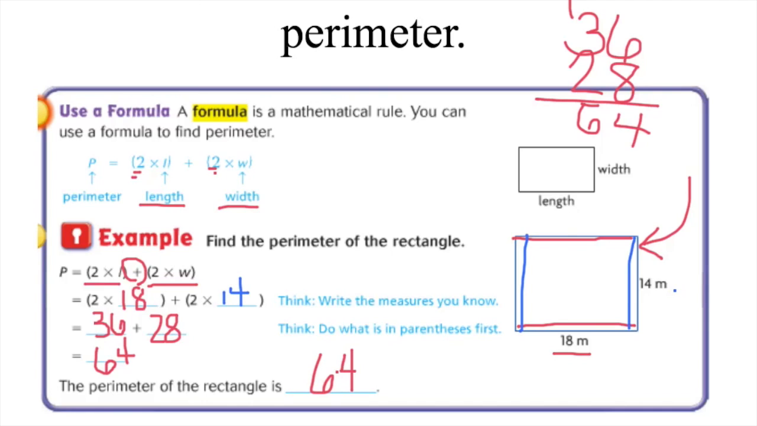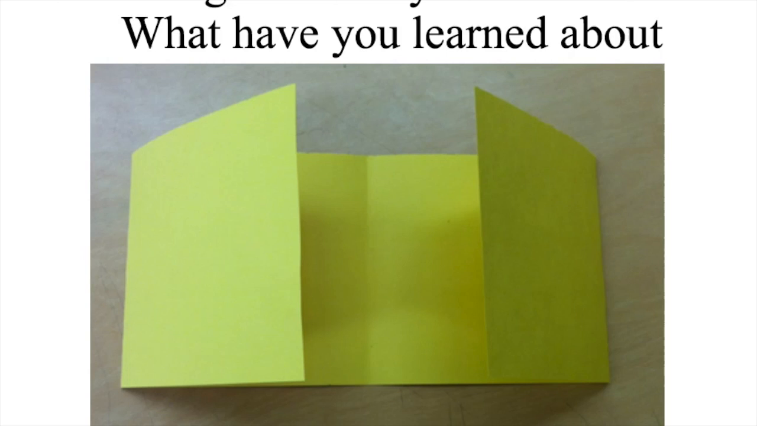Let's review what we did. We thought about the way a shape was formed, and we know that there's 2 of each side. So I multiplied by 2 and then put those two products together. Now go back to your T-chart. Pause the video and write what you have learned about perimeter.